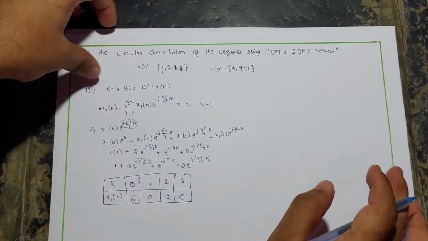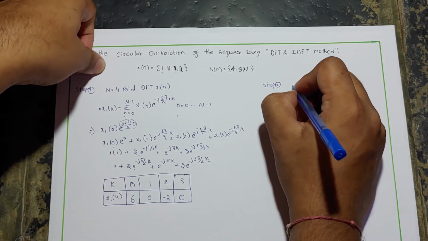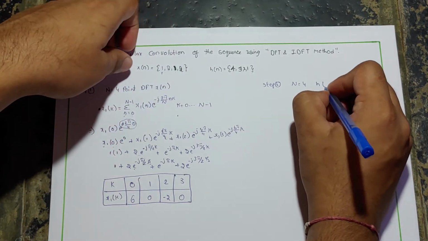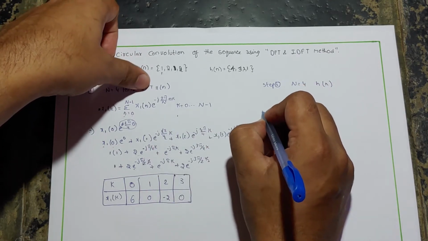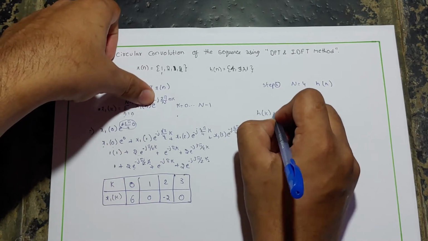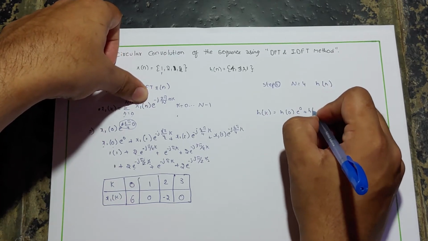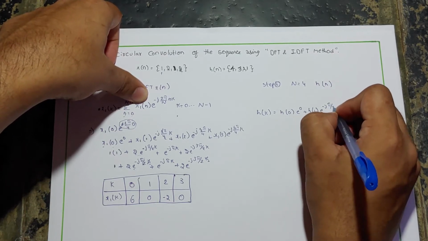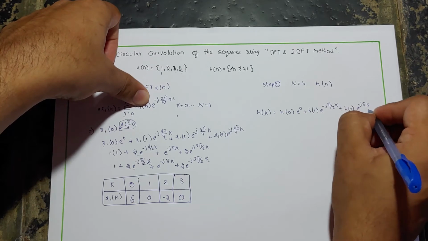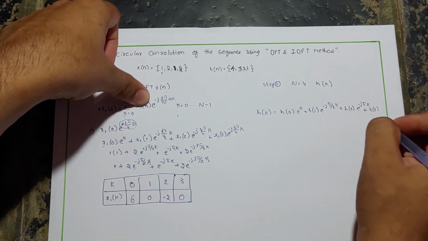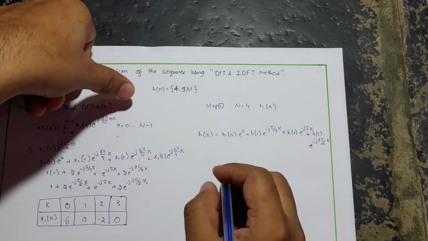This is step 1. You have to do the same thing for h of n, which is step 2, for n equal to 4 for h of n, where the DFT uses the same equation: H of k is equal to h of 0 into e power of 0 plus h of 1 into e power of minus j into pi by 2 times k plus h of 2 into e power of minus j pi k plus h of 3 into e power of minus j into 3 pi by 2 times k, where k ranges.